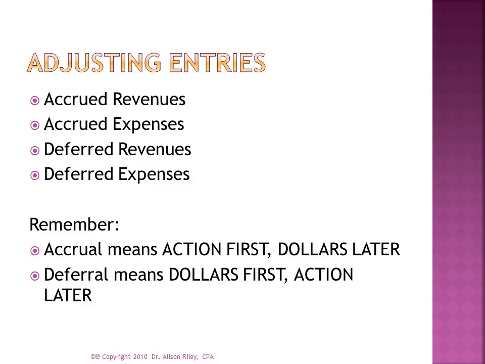Sometimes, though, we receive cash before performing our revenue earning activities, and sometimes we receive it afterwards. Similarly, we sometimes pay expenses in advance, and sometimes we incur expenses before we pay for them. In accounting terms, this means that we sometimes accrue revenues and expenses and sometimes experience deferred revenues and expenses. A simple way to memorize the meaning of accruals and deferrals is that accrual events involve action first and dollars later, whereas deferral events involve dollars first and action later. It is these accrual and deferral events that cause the need for adjusting journal entries.